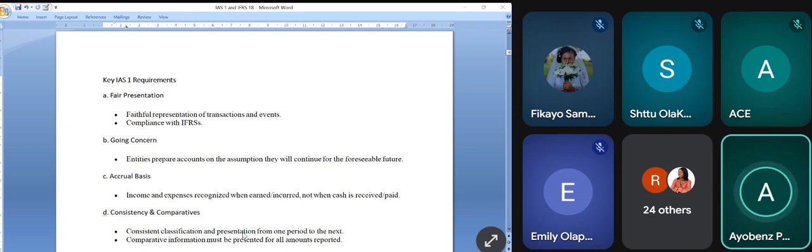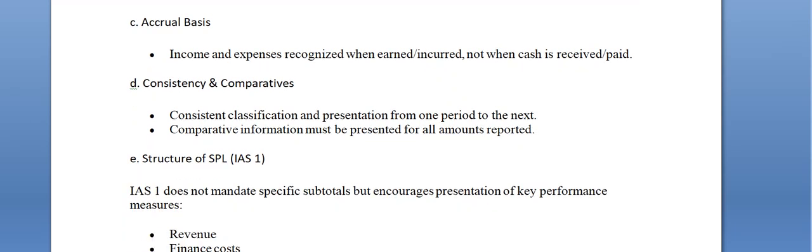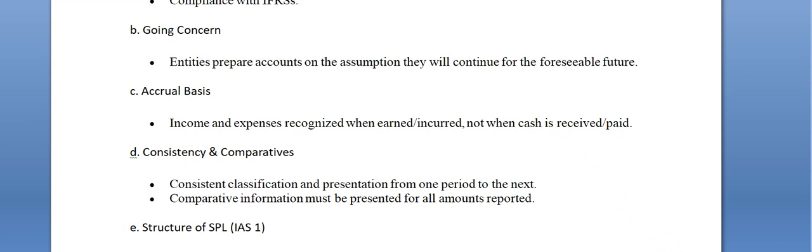So comparativeness of those information are also very, very important. And so also, you must understand the structure of the component of financial statement. You have your statement of financial position. The statement of financial position is structured into the assets, equity, and liability. Please take note of what I've just said.